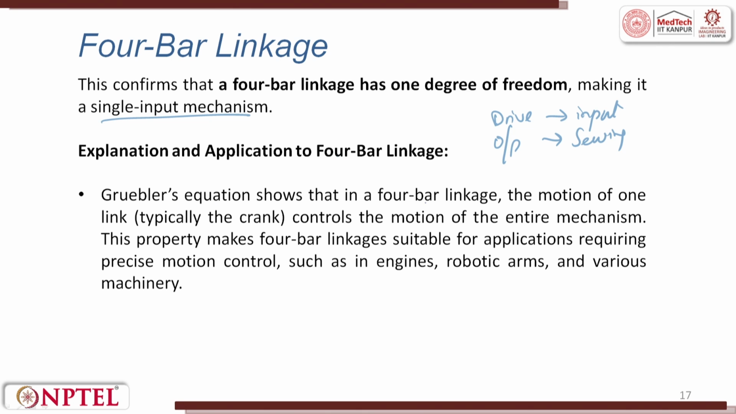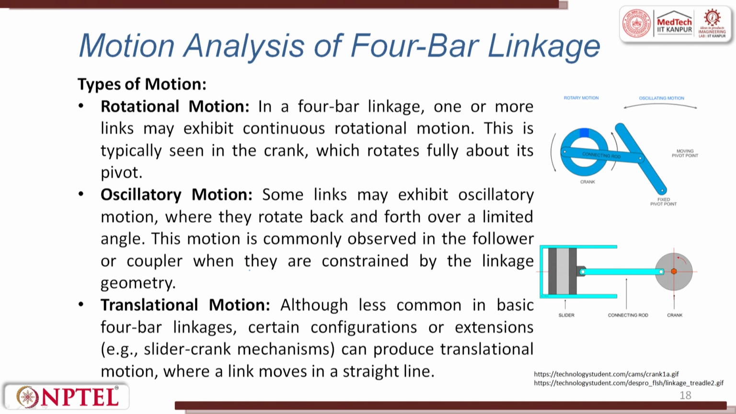Gruebler's equation shows that in a 4 bar linkage, the motion of one link controls the motion of the entire mechanism. This property makes the 4 bar linkage suitable for various applications in engines, robotic arms and various machinery. It is also used for precision motion control. What are the different types of motion you can have with the 4 bar mechanism? You can have rotational motion, oscillatory motion, and translation motion.